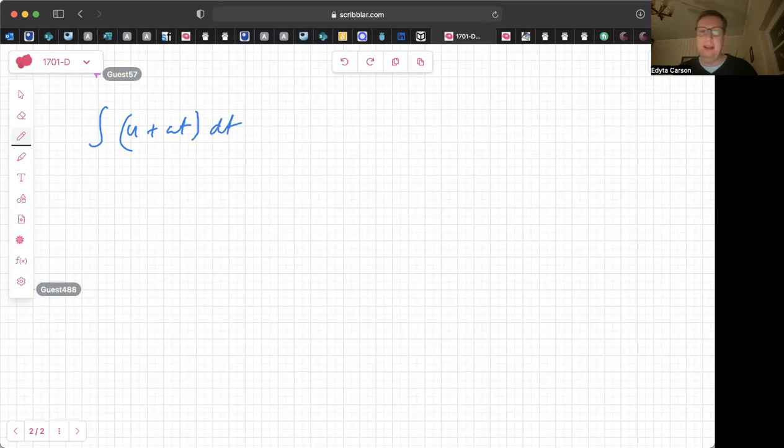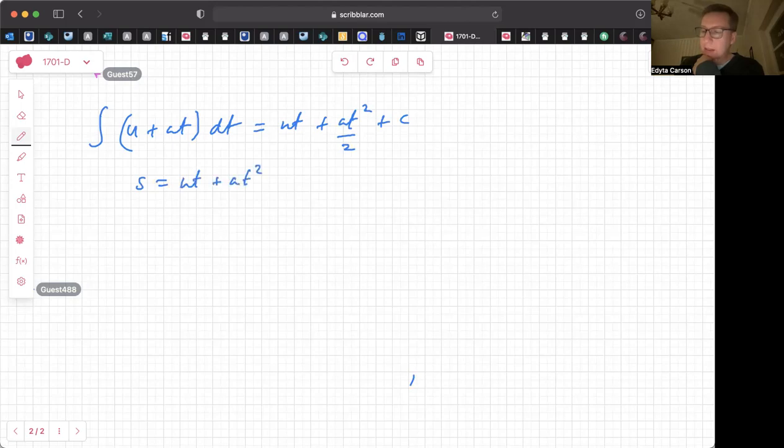So if we integrate this u plus at, which means velocity, it'll tell us the sum of all the velocities and therefore the total distance. So u will become ut, at will become at squared divided by 2, plus c. So that would be our total distance. The letter we use for that is s, although we call it displacement in mechanics.